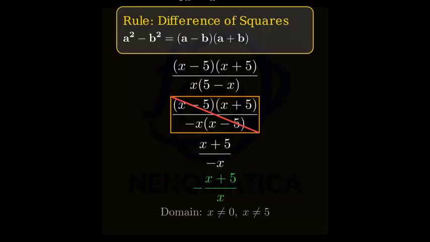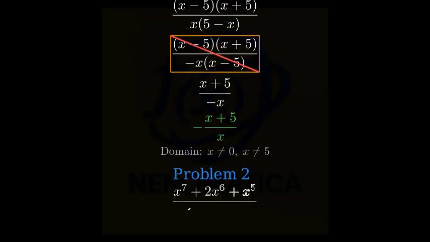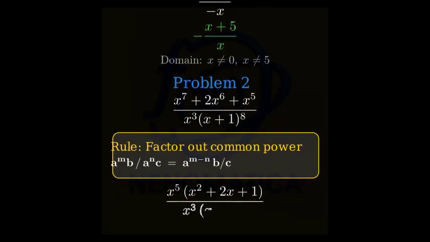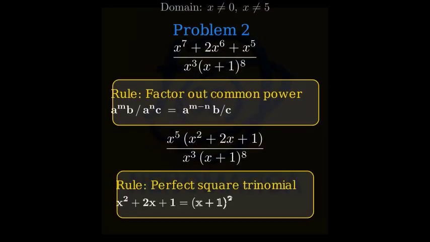Example 2. Simplify the fraction x to the 7th power plus 2x to the 6th power plus x to the 5th power over x cubed times (x plus 1) to the 8th power. Step 1. Factor the numerator by taking out the greatest common factor x to the 5th. That gives x to the 5th times (x squared plus 2x plus 1). Recognize a perfect square trinomial: x squared plus 2x plus 1 equals (x plus 1) squared.